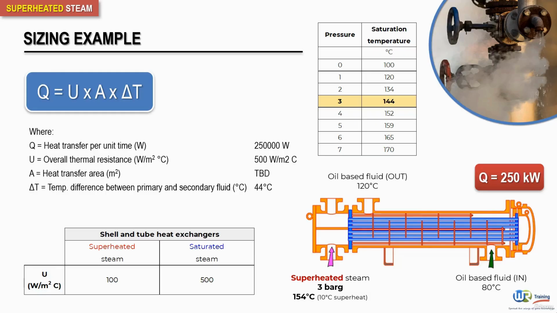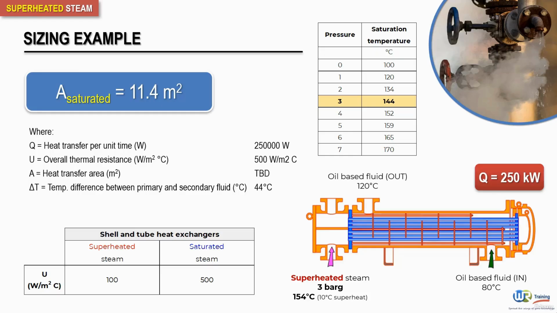Now we plug in our variables in the heat transfer equation as seen here, for a result of 11.4 square meters. Therefore, if saturated steam were used, the heating area would be 11.4 square meters.